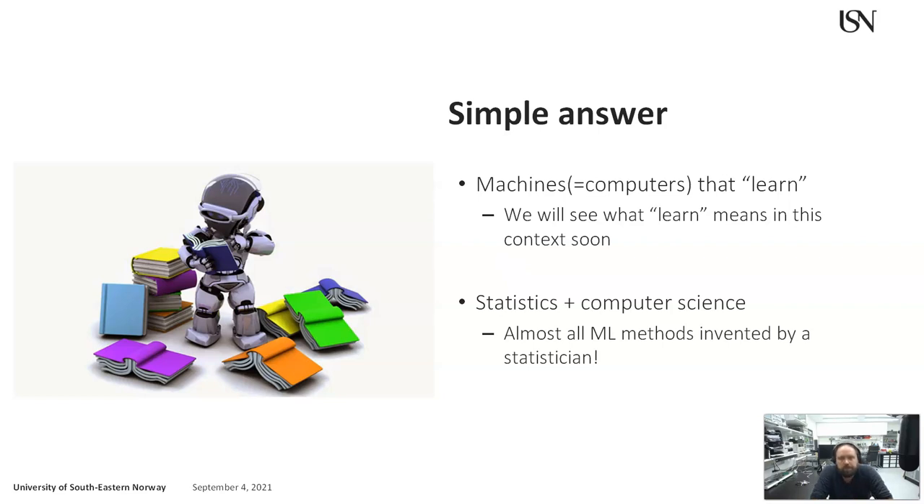So machine learning is in some sense a combination of statistics and computer science. And this is evident by the fact that almost all machine learning methods that we use today were invented by a statistician, such as the random forest method, for example, which is one of the most used machine learning methods in the world. That was a statistician who invented that.